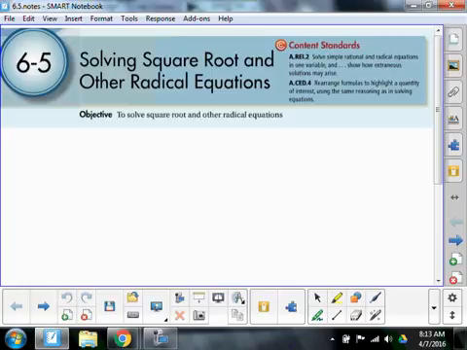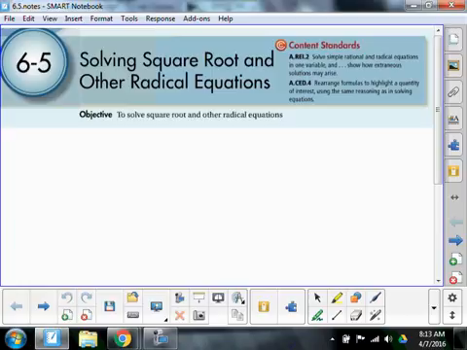Common Core content standards, you don't need to write them down, but you're supposed to be able to solve simple, rational, and radical equations in one variable and show how extraneous solutions may arise. Rearrange formulas to highlight a quantity of interest, blah, blah, blah. Okay, let's get to it.